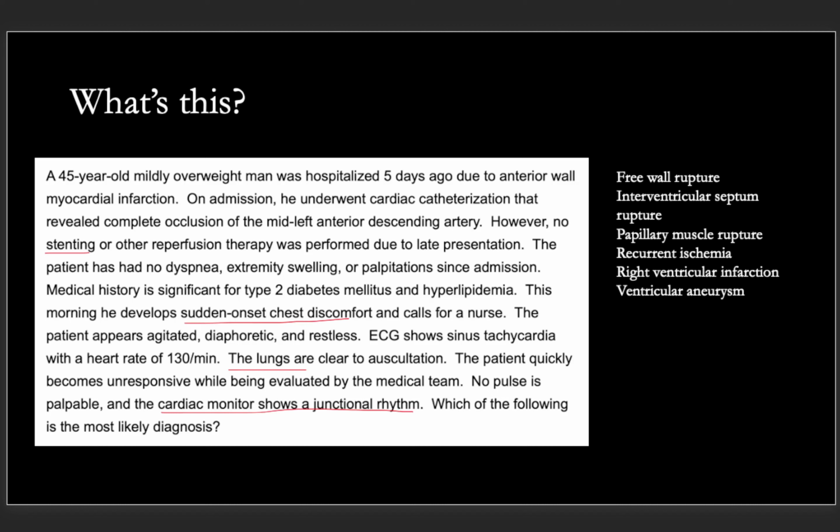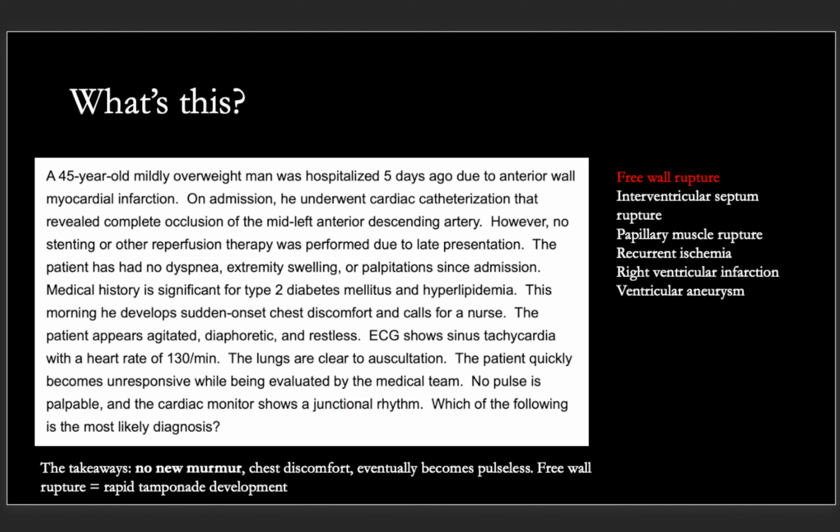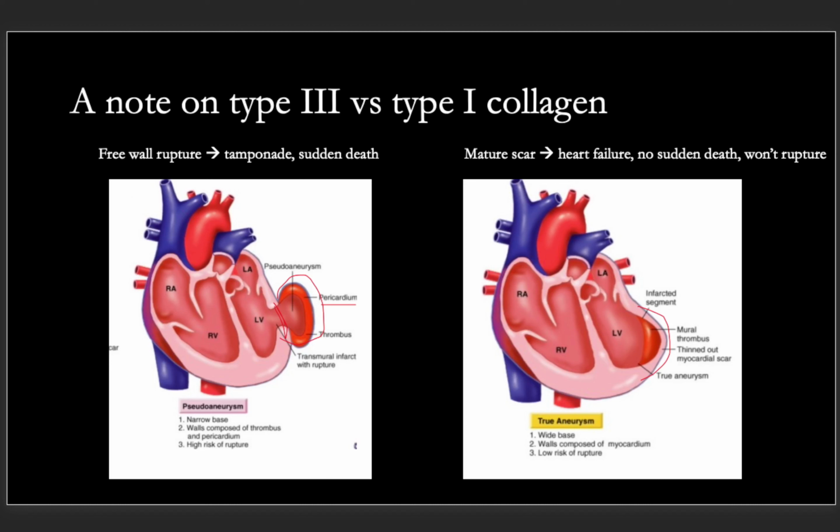And so when we think about something that doesn't have a new murmur and happened within a week of the heart attack, we're kind of left with free wall rupture. And so she has chest pain, no new murmur, eventually loses her pulse. So we're thinking about a rapid tamponade, and that's because the free wall ruptured. And again, just taking it back, that's this thing right here. That's what happened. She developed chest pain, no new murmur, and then eventually became so hypotensive that she lost her pulse.